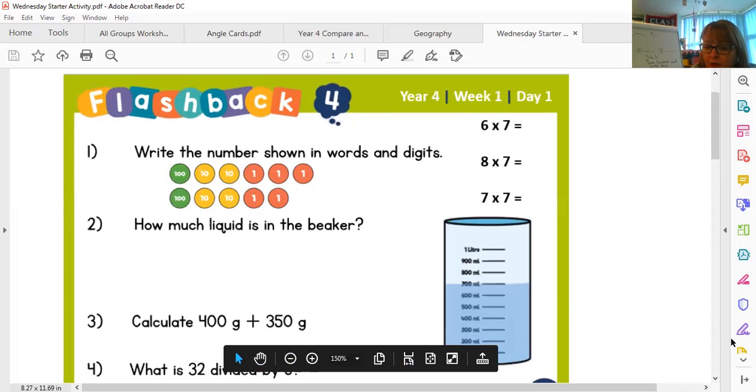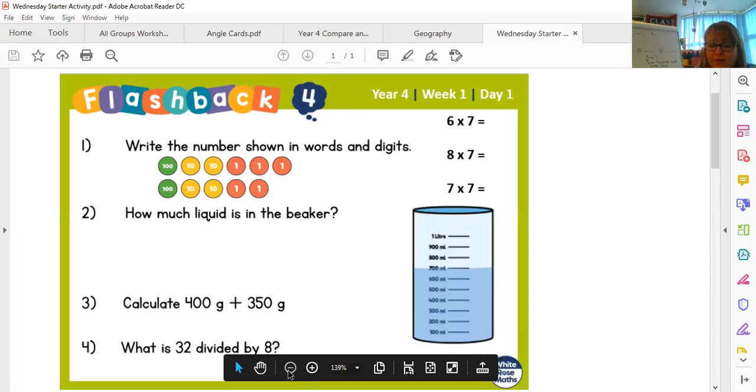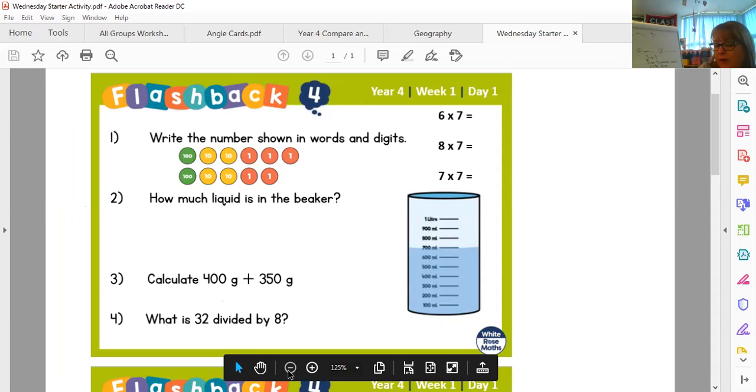The liquid in the beaker, if you take a closer look, let's just zoom in a little bit here. You can see that there's 700 millilitres in the beaker. 400 add 350 is 750, and 32 divided by 8 using our inverses. So 8 times 4, so the answer would be 4.